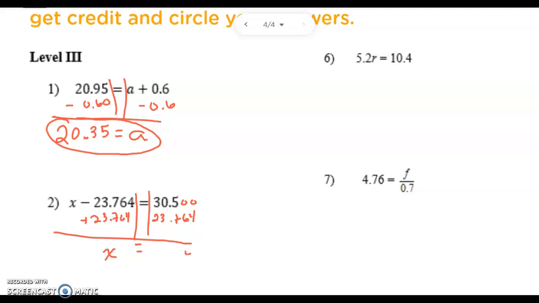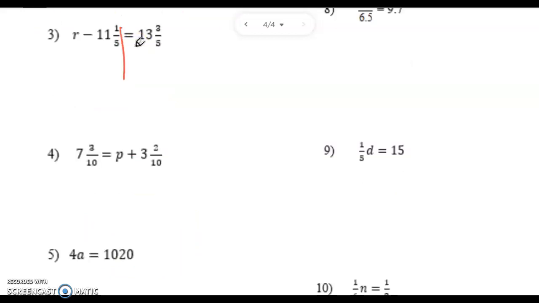4 plus 0 is 4. 6 plus 0 is 6. 7 plus 5 is 12. Carry my 1. 3 plus 0 plus 1 is 4. But decimal goes straight down. Don't forget about that. 3 plus 2 is 5. So x equals 54 and 264 thousandths.